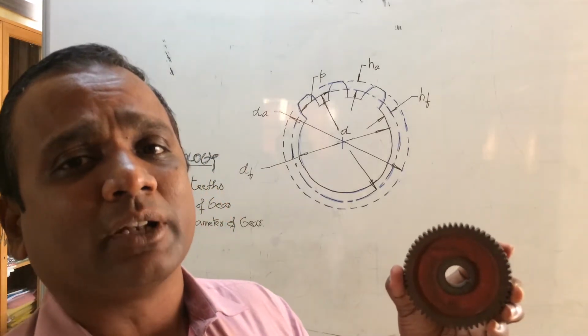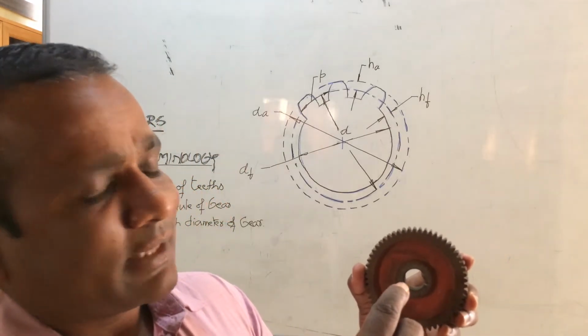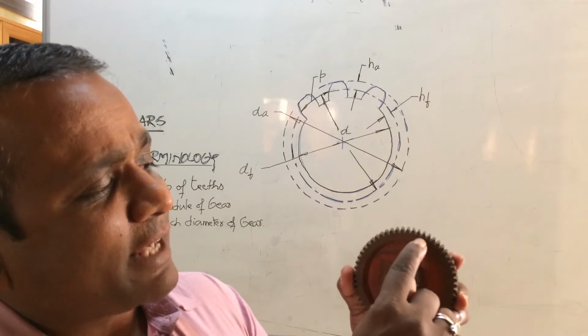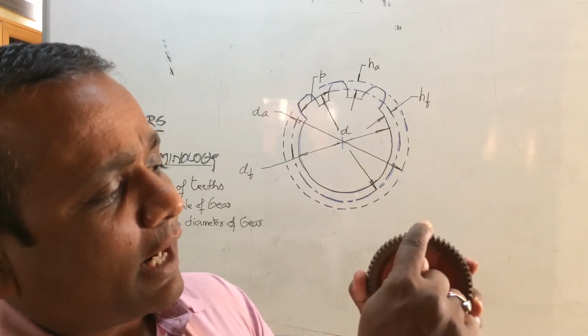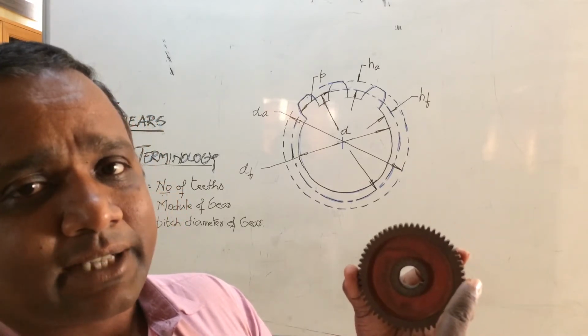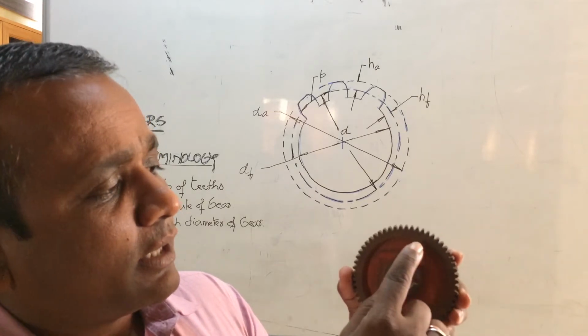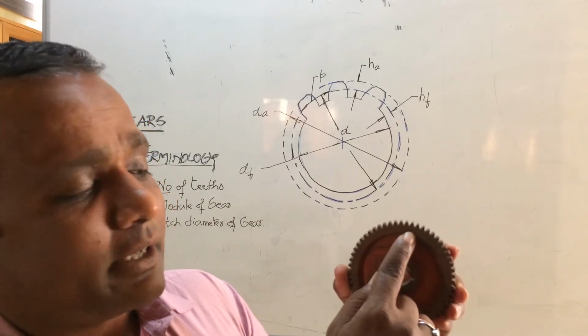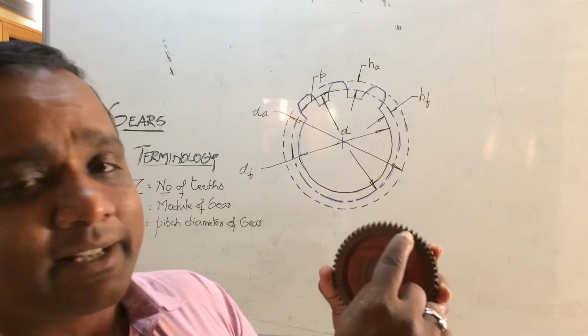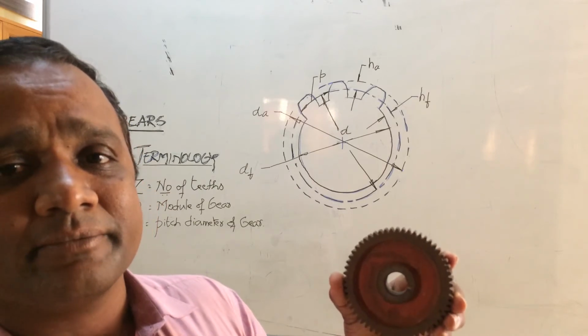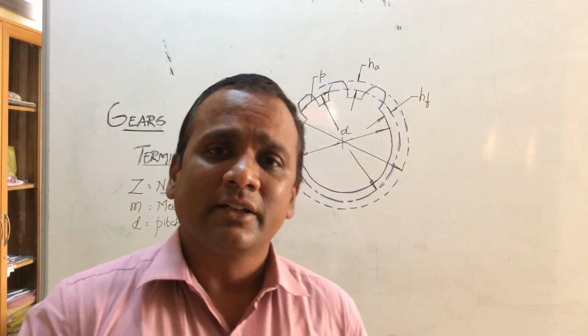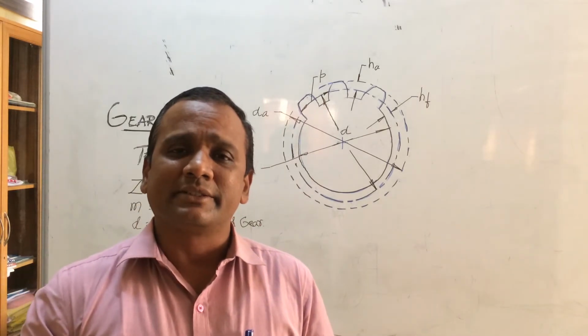And the next important term: the distance between the pitch circle diameter and the addendum circle diameter is called the addendum. The distance between the dedendum circle diameter and the pitch circle diameter is called the dedendum. This is where the gear terminology starts.